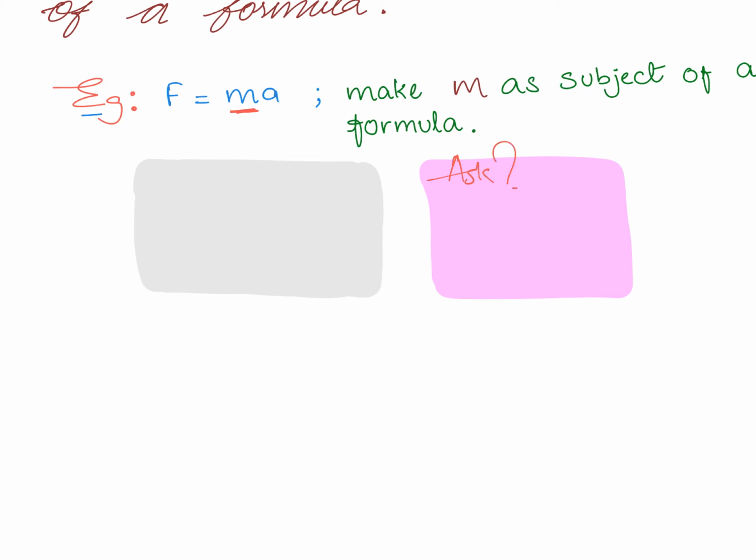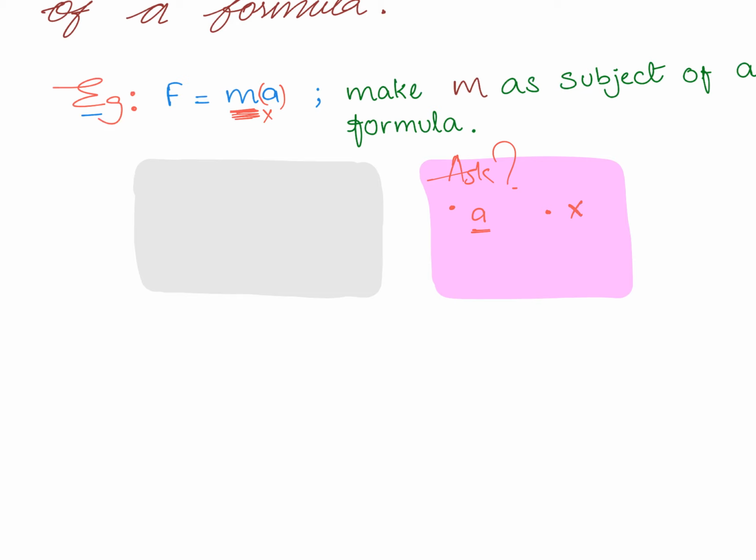What do we need to ask? We need to ask, what are the other terms that are there with my subject? Here my subject is m. What are the rest of the things with my subject? a, right? And what is it doing with my subject? So a is doing multiplication. Here we see nothing between m and a. If there is nothing, we call it multiplication, m into a. So what is a doing?